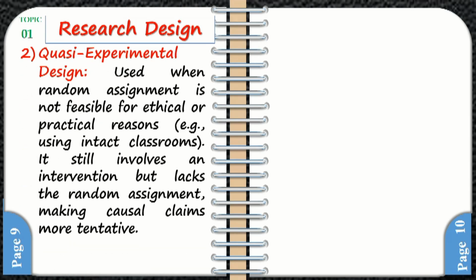Then the second design is quasi-experimental design. The quasi-experimental design is used when random assignment is not feasible for ethical or practical reasons. It still involves an intervention but lacks random assignment, making causal claims more tentative.